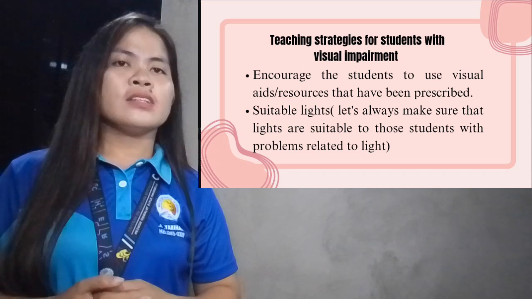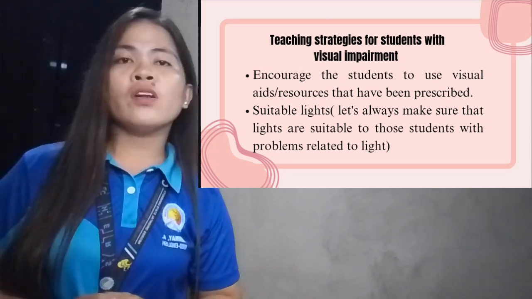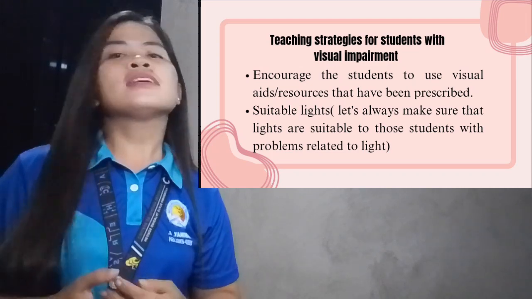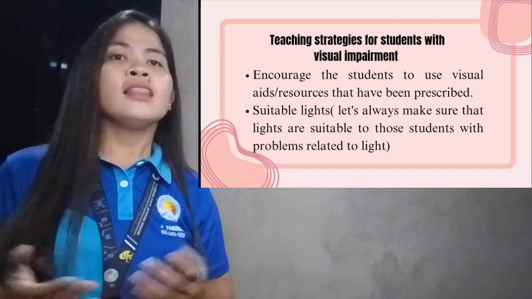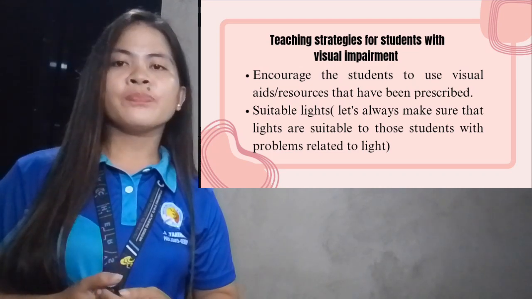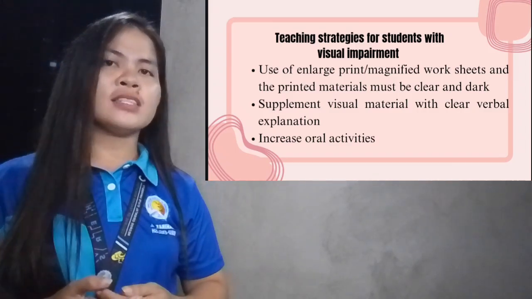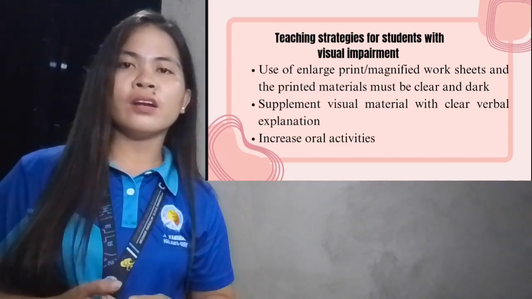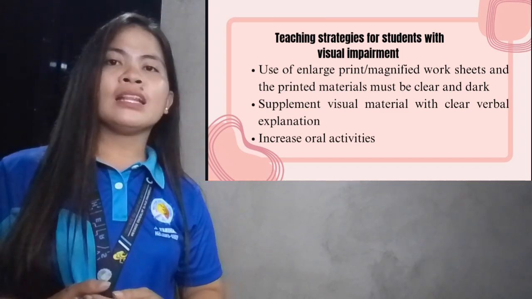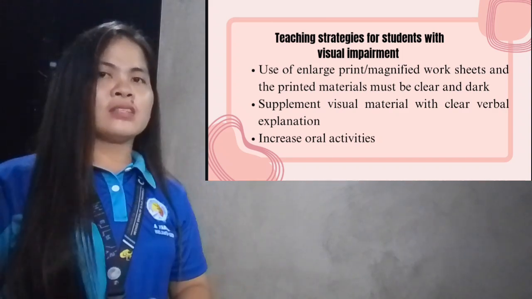Here are some teaching strategies for students with visual impairments. First, encourage the student to use visual aids or resources that have been prescribed. Second, use suitable lights. Let's always make sure that lights are suitable for those students with problems related to light. Next, use enlarged print or magnified worksheets, and the printed materials must be clear and dark. Next, supplement visual material with clear verbal explanation, and lastly, increase oral activities.